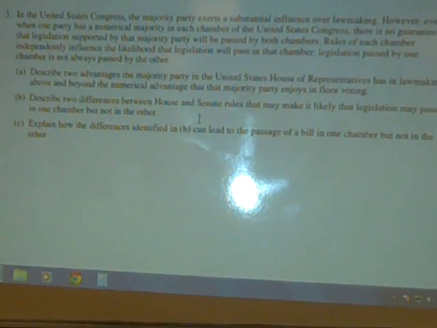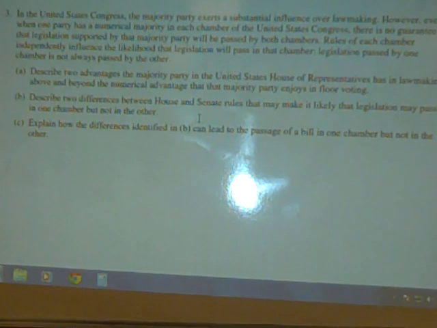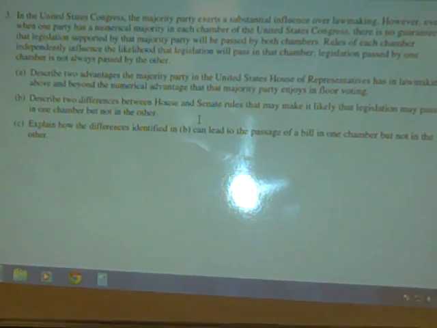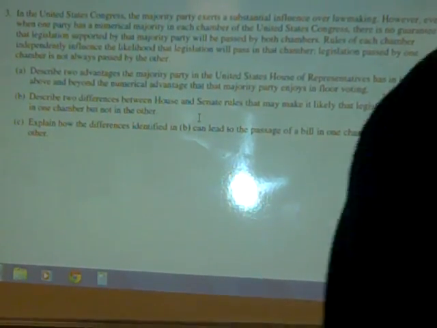Rules of each chamber independently influence the likelihood that legislation will pass in that chamber. Legislation passed by one chamber is not always passed by the other. Only the Senate has a filibuster. Describe 2 advantages the majority party in the United States House of Representatives has in lawmaking, above and beyond the numerical advantage that the majority party enjoys in floor voting. So other than the fact that they are the majority, what other advantage do they have?